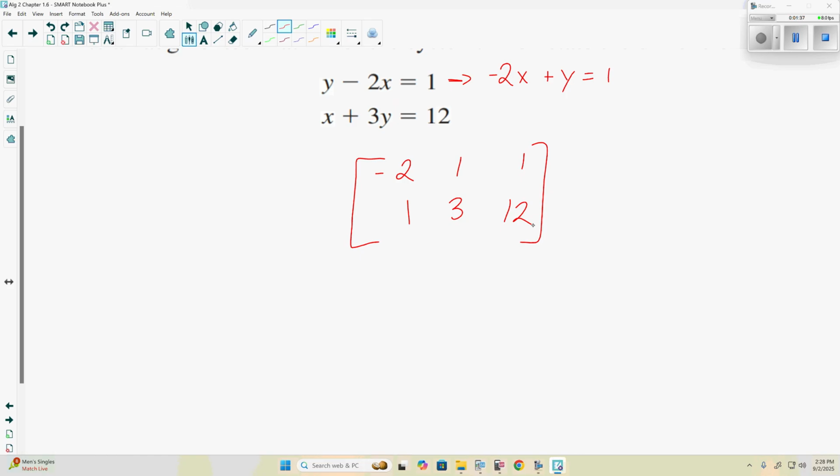Questions on this here? Question how we wrote it. Now the dimensions would be rows by columns. How many rows do we have? 2. By how many columns? 3. And that's it. Questions on this here? We ready for the next one?